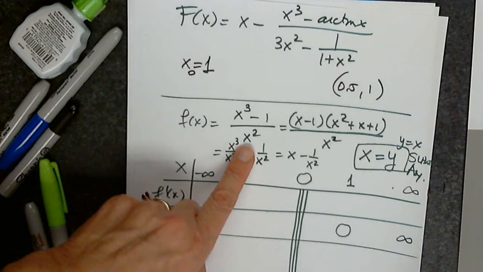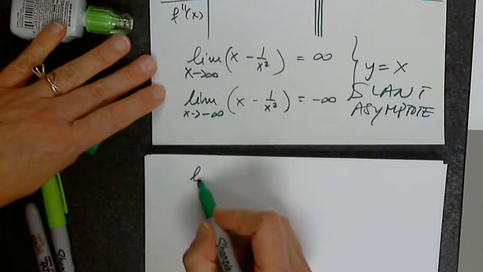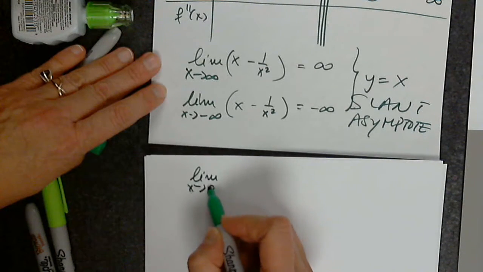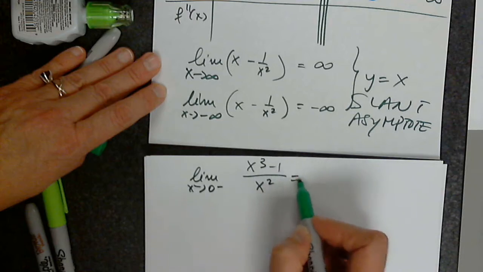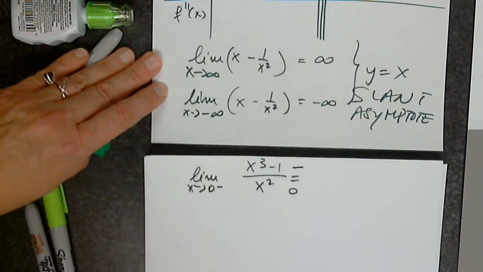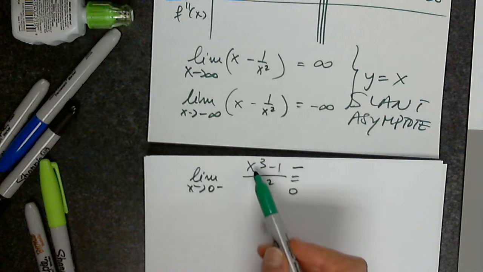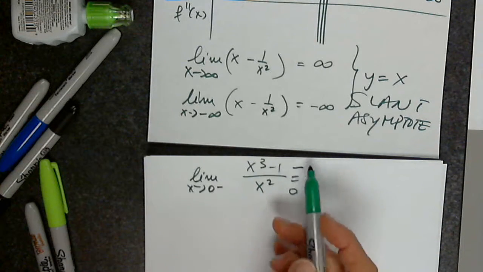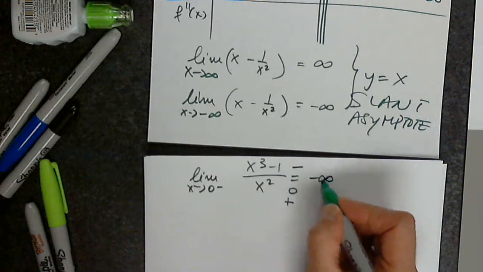I'm going to use this for the limit left and right of 0. So the limit as x approaches 0 from the left of x cubed minus 1 over x squared: 0 from the left is negative 0.1. Negative 0.1 cubed minus 1 is negative. Negative 0.1 squared is positive, so this is negative infinity.